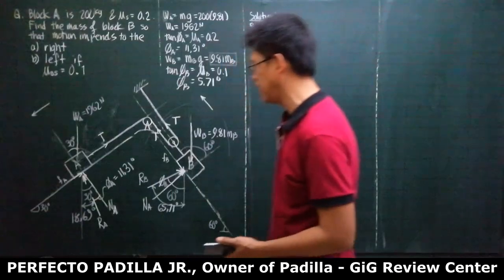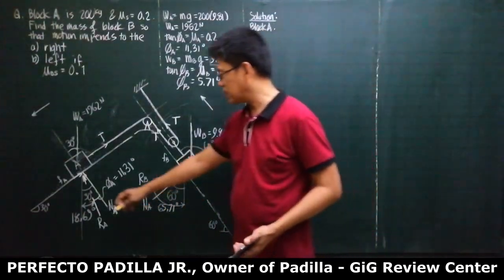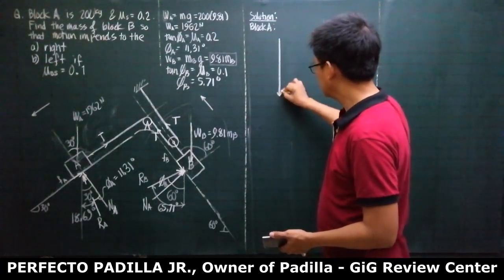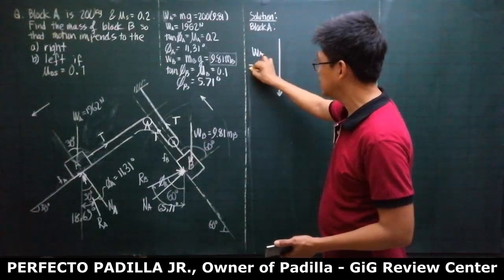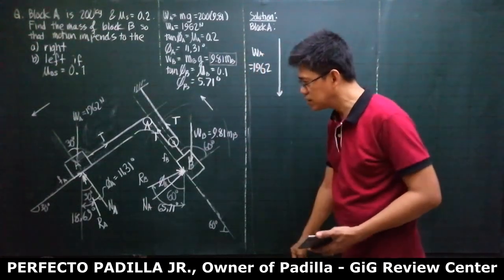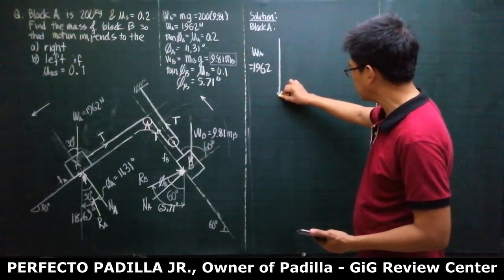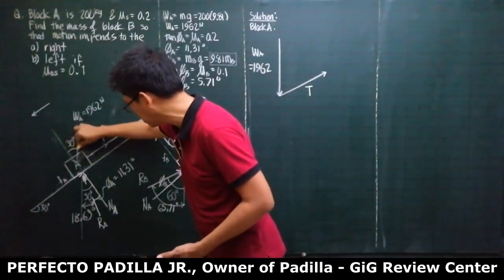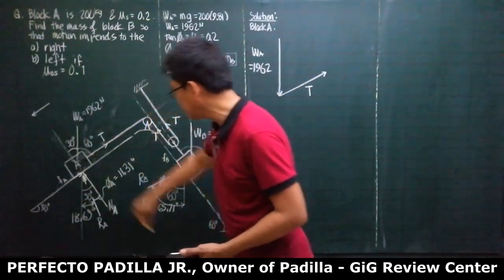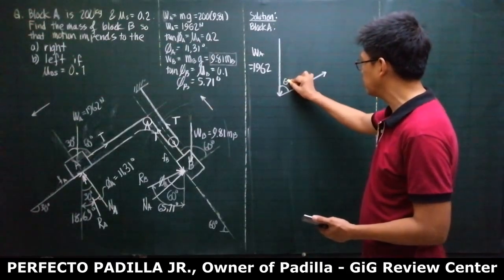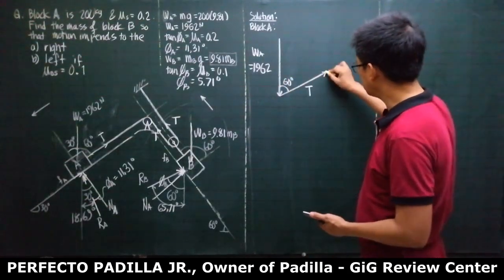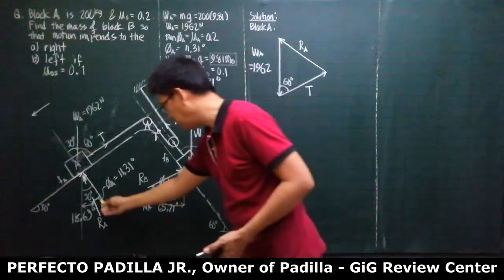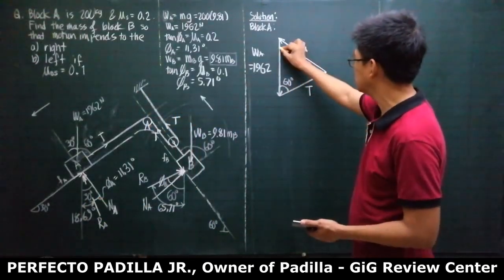18.69 degrees. Okay? So if we will draw the force triangle for block A, starting with WA, it is this one. So this is WA, which is 1962 newtons. And at the tip of this, we connect our T. Our T makes an angle of, if this is 30, this is 60 degrees. T makes an angle of 60 degrees with the vertical. And then at the tip of this, we connect our RA. RA makes an angle of 18.69 degrees with the vertical.